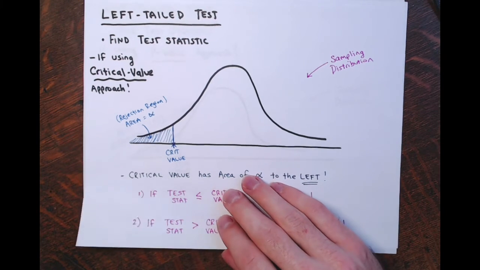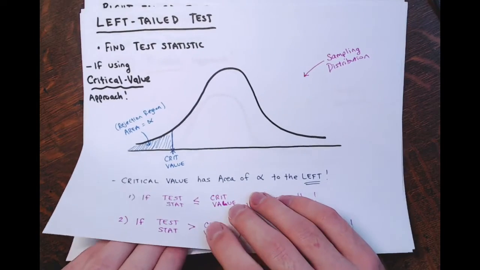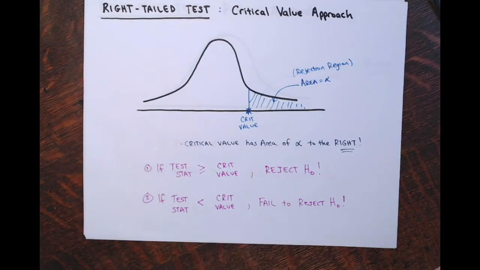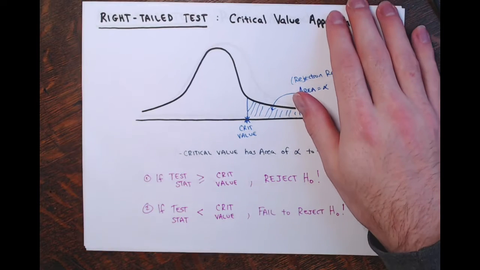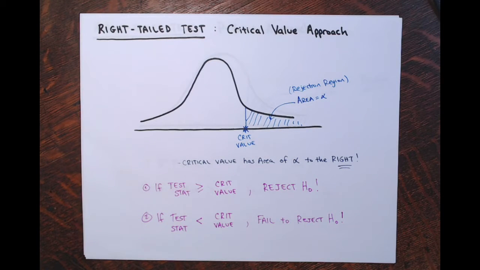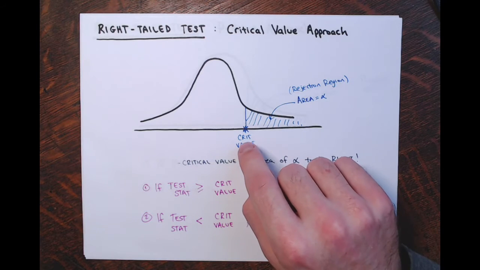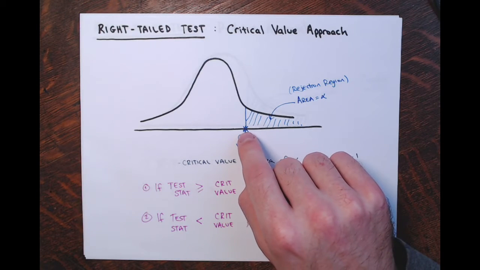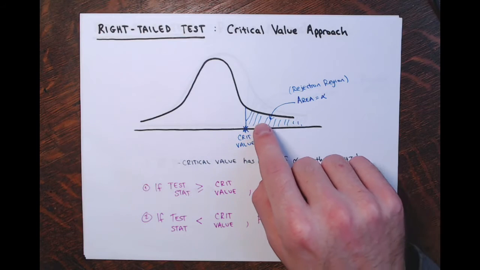So that was a left-tailed test. Now a right-tailed test just kind of flips all that. If you're performing a right-tailed test with the critical value approach, the critical value is the number on the number line with an area of alpha to the right, right?